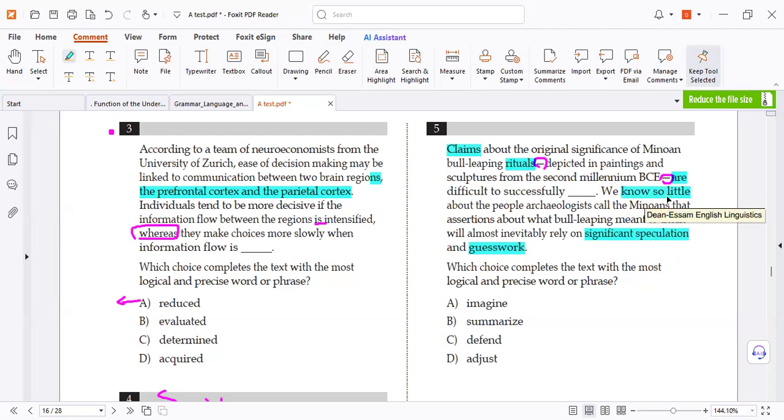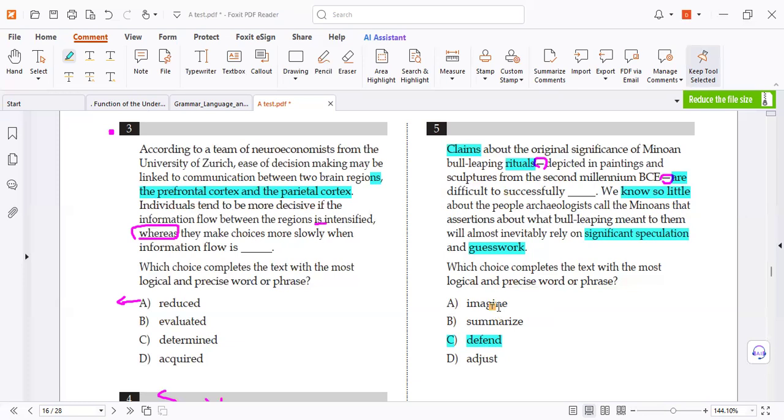So we know so little. We have three pieces of evidence to tell you the word. If we know so little, if we guess, what does it mean? It's difficult to defend. Yes or no? Difficult to defend. Yes. It's not about defense against enemies. It's to prove it.